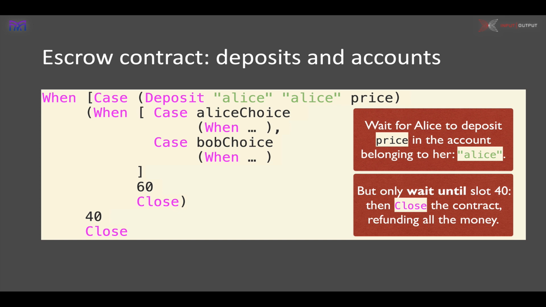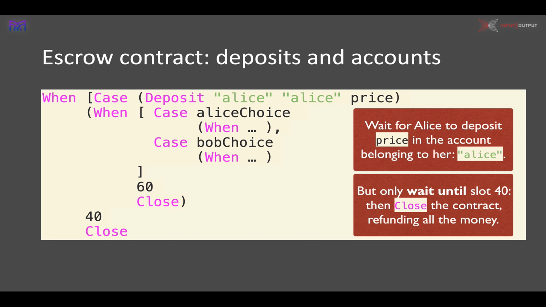Now, in the case of the outer when, there's no money in the contract to begin with, so the contract simply closes. And you can see that we wait until slot 40. Assuming Alice does make the deposit, the contract moves on to become the inner when, in which case we're waiting for the choice by Alice and Bob. And so then we wait until slot 60.